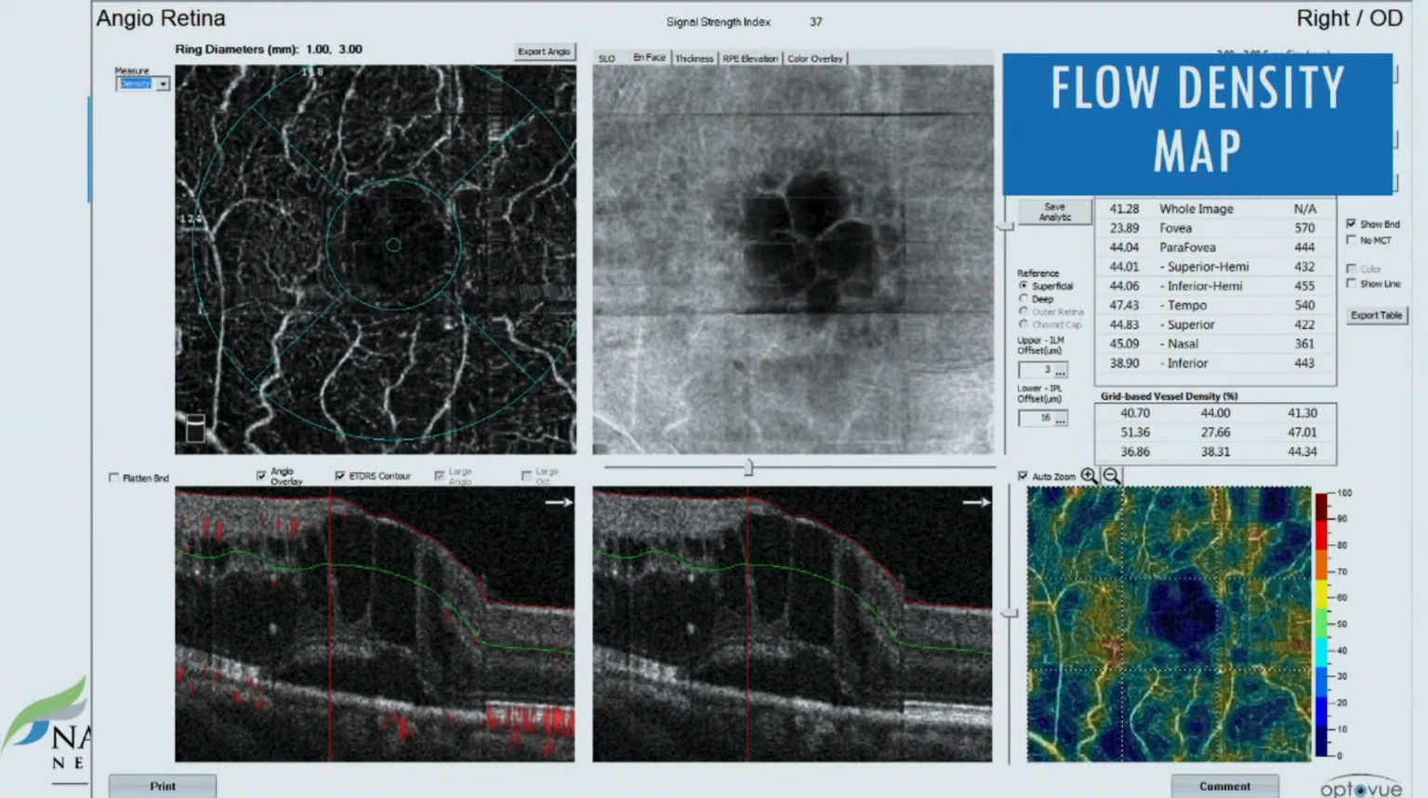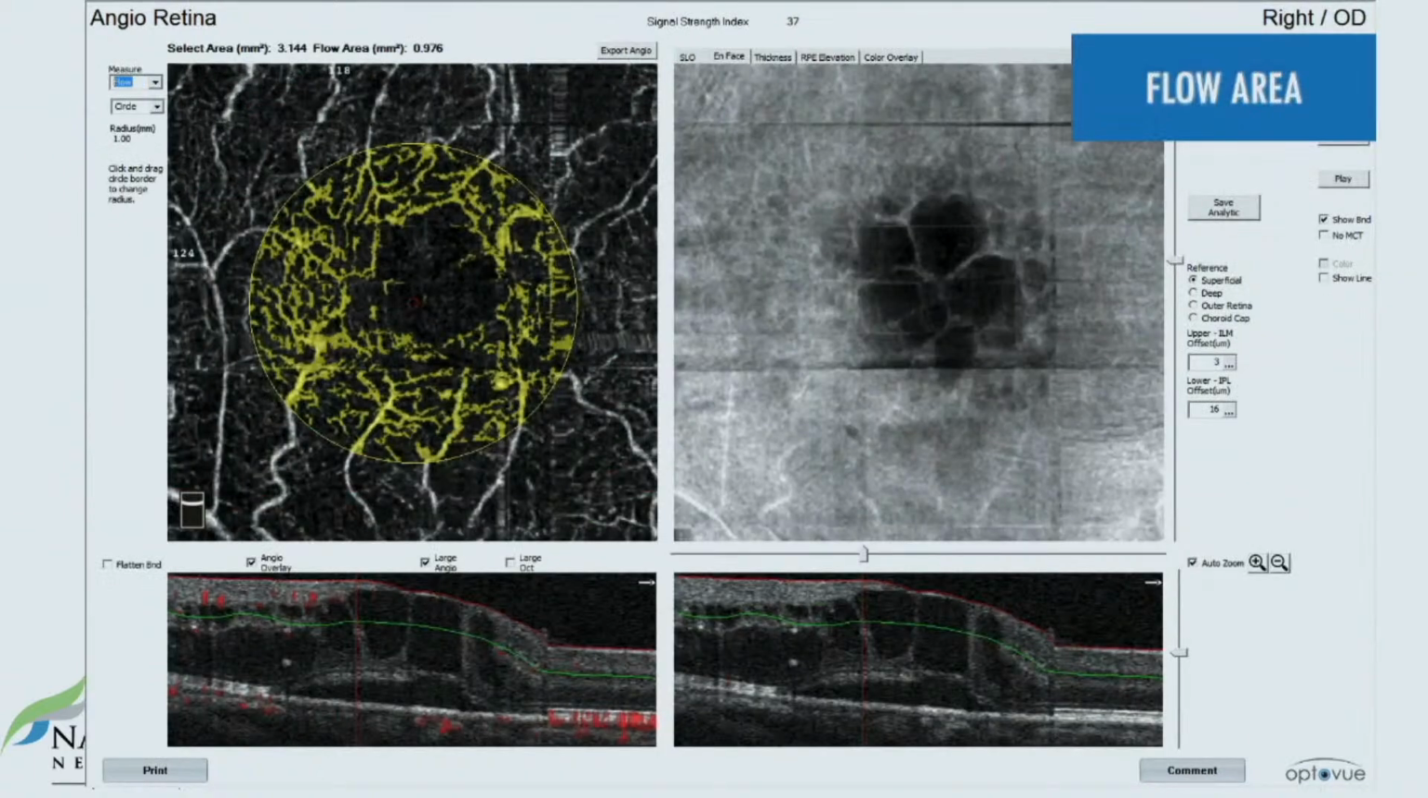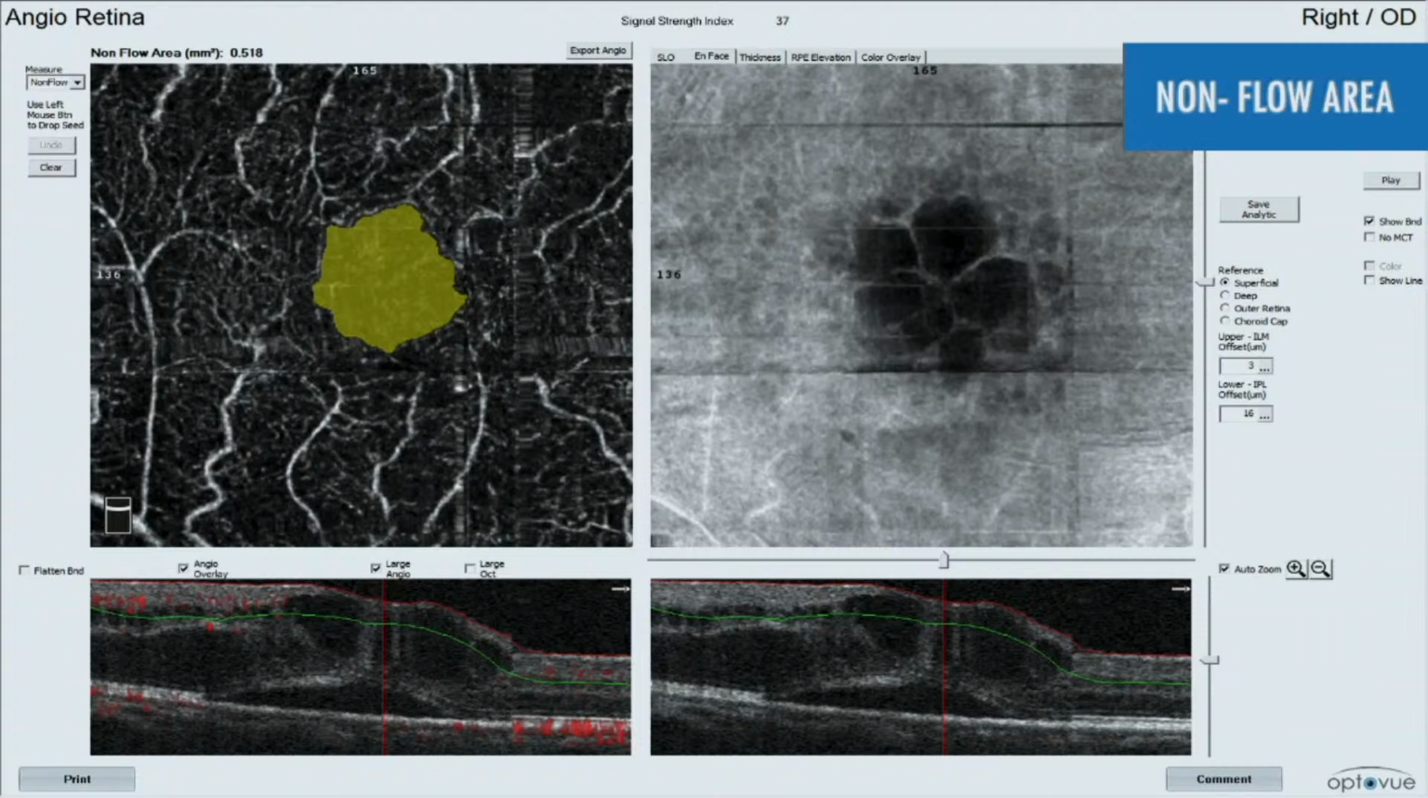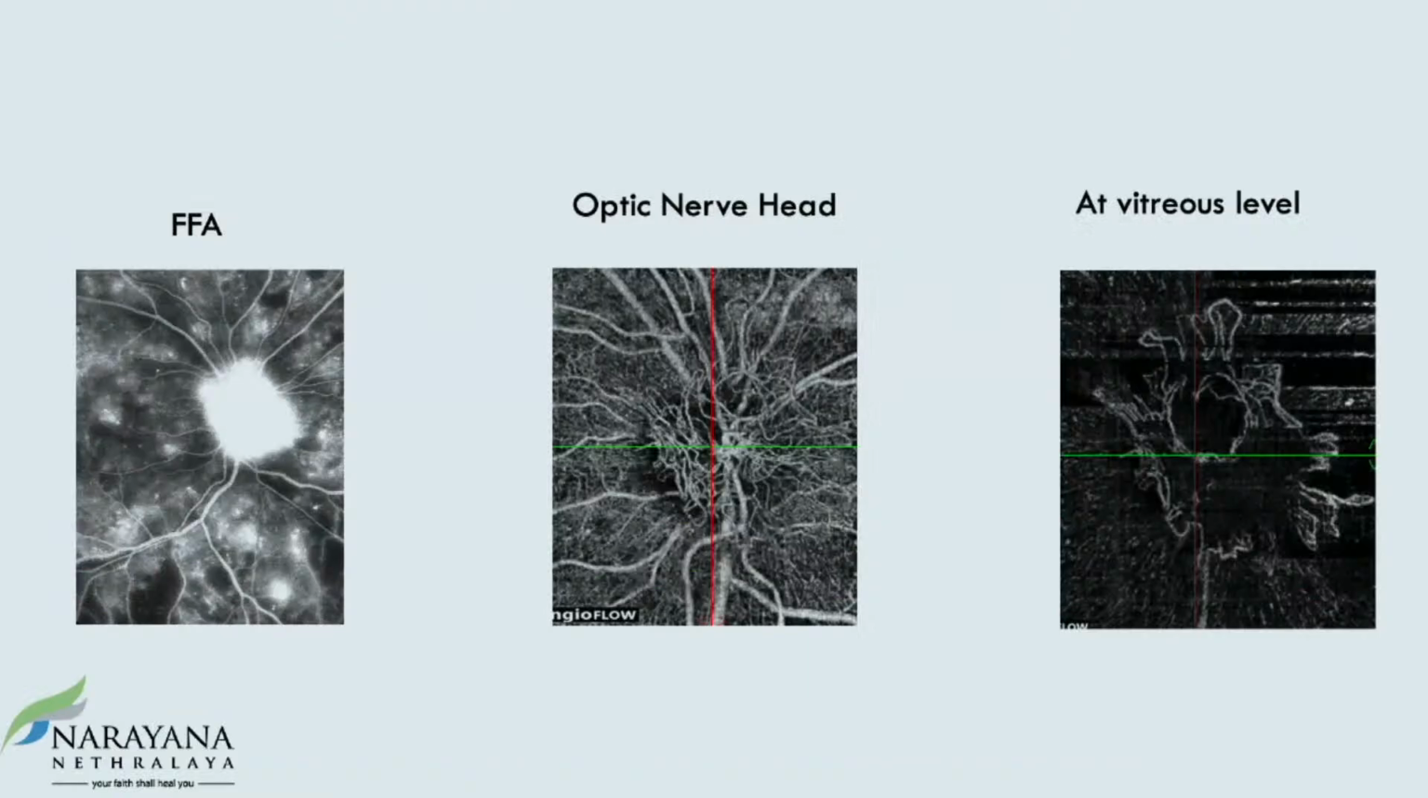So, you also have flow density maps, you have the flow area that is calculated and the non-flow area calculated. This is basically the flow area when you are looking at neovascularization, and the non-flow area when you are looking at ischemia, simple. Okay? And they can be quantified, which you can't do with dye-based angiography. That is one single advantage that you have here with respect to quantification. The quantification is actually done on the machine itself.